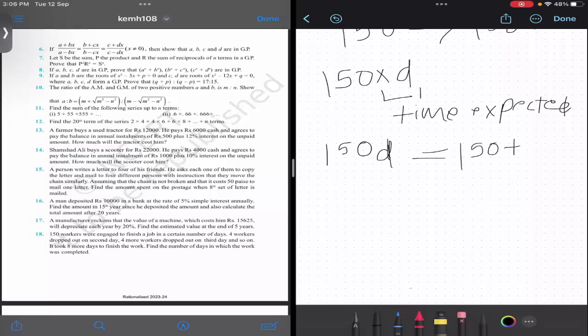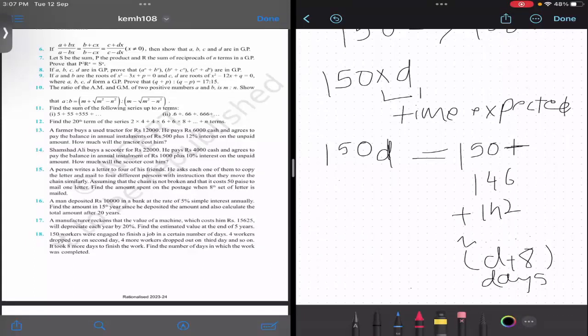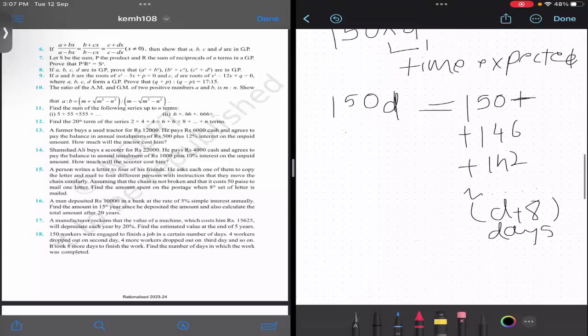150 plus, so 4 workers then dropped off on the second day, so you now have 146, then you would have 142, and this went on for D plus 8 days, right? So I have done nothing but extrapolate the effort. I've equated the effort on both sides. 150D is equal to 150 plus 146 plus 142 and so on, and the number of terms on this side of the equation is going to be D plus 8, because it takes D plus 8 days to complete the work, more than it actually should have, right?